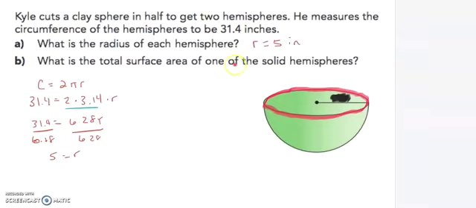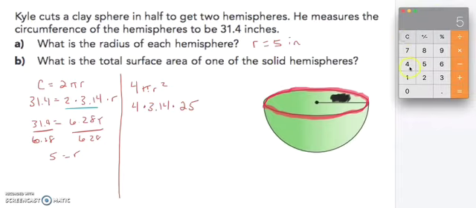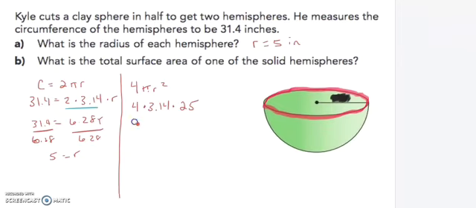Now it says, what's the total surface area of the solid hemisphere? So let's do this. Remember, to find the surface area, we do 4 pi r squared. So let's fill in what we know. 4 times 3.14 times the radius squared, which would be 25. So 4 times 3.14 is 12.56, times 25, and we get the surface area equals 314.